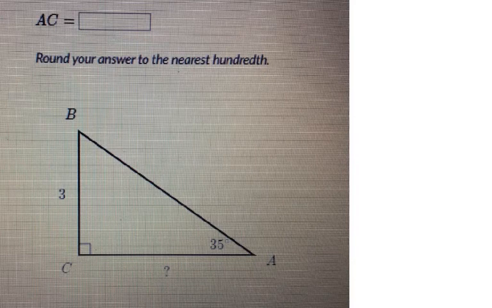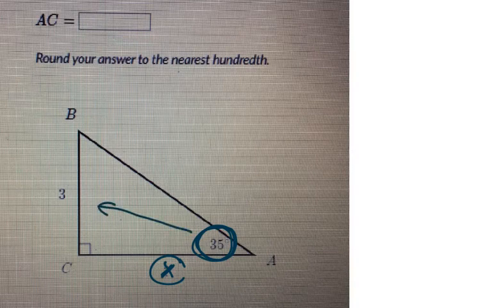So they want AC again. Notice AC is down here. Let's start by labeling our angles. I know our angle is 35 degrees. Now we'll label our sides. Notice the 3 is opposite of the 35. Notice the X is adjacent to 35.